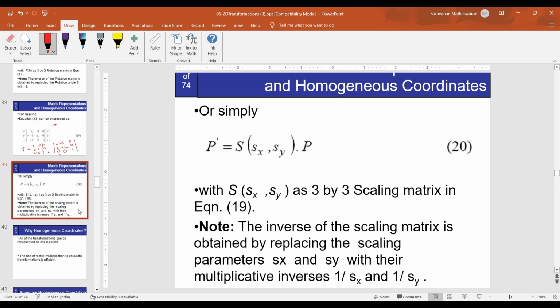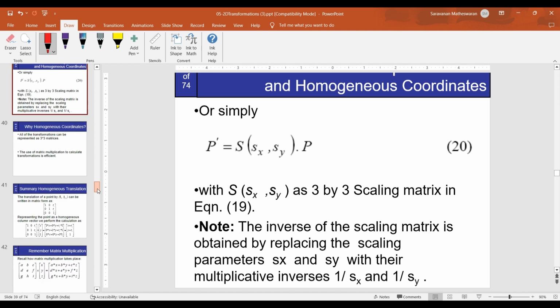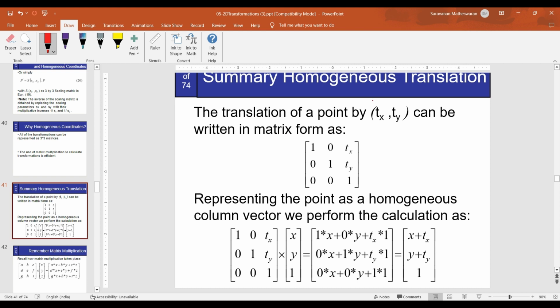As you can see, the homogeneous coordinate can be given by a 3 by 3 matrix. When I write the formula with an example, suppose we have points. The translation matrix has t of x, t of y, with 1 1 0 and t of x, along with x, y. So 1 into x, then 0 into y, then t of x into y. If you multiply, you get x plus t of x.